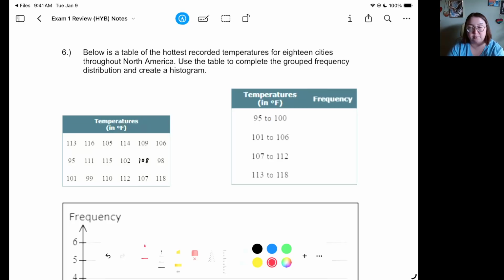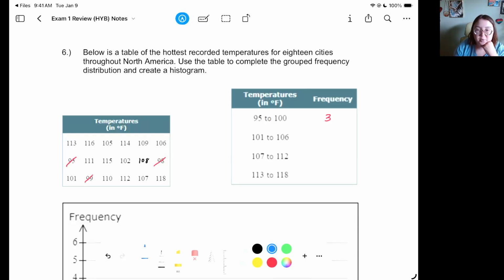So the first group here is 95 to 100. We're going to go through all of our temperatures, and we're going to cross out anytime we see a value between 95 and 100, including 95 and 100. So we go across our first line here, nothing. Oh, we get here, okay, 95, cross that out. And 98, that's another one. And 99. And that's it. So that means that we had 3 for our frequency from 95 to 100. Now we can go on to our next one.